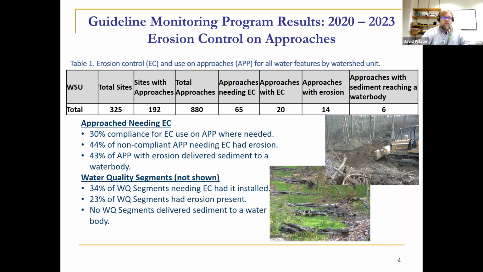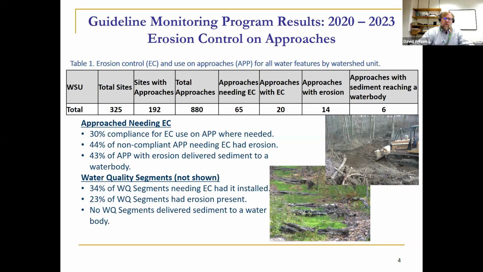What I will say is that we can probably do better in assessing our sites and planning where to put needed erosion control in. So 44% of non-compliant approaches needing erosion control had erosion. So this is really where that sediment gets delivered to the water. Approaches serve as a direct conduit for sediment to enter the water body if there isn't erosion control applied. And so then 43% of the approaches with erosion delivered sediment to a water body. So we can kind of see where neglecting the erosion control results in less than ideal outcomes.